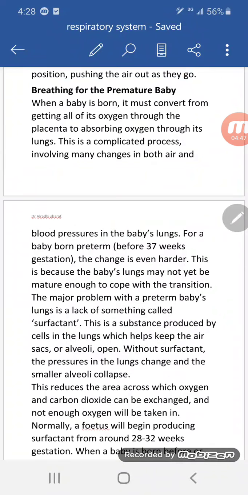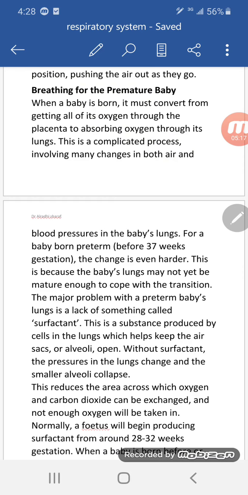Breathing for a premature baby. When a baby is born, it must change from getting all of its oxygen through the placenta to absorbing oxygen through its lungs. This is a complicated process, involving many changes in both air and blood pressure in the baby's lung. For a baby born premature, the change is even harder. This is because the baby's lung may not yet be mature enough to cope with the transition.